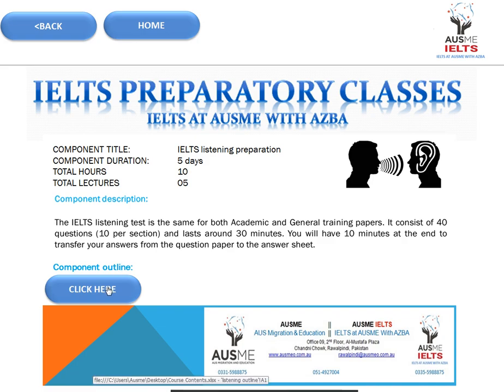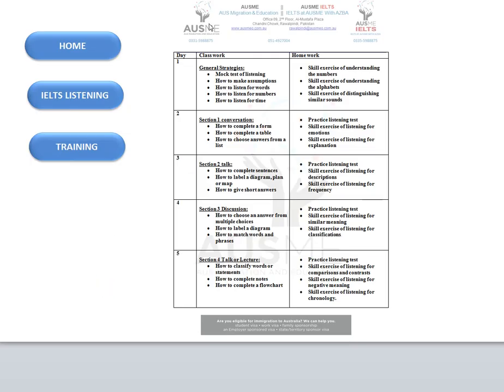So let's move on to the component outline. Here's the component outline that we've put into a table. As you can see, there's a column for the days, because we'll have 5 days, and there's a column for classwork, on what we'll do in class.